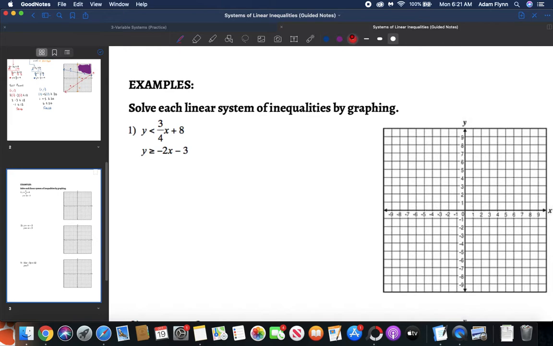Okay, so I've got a red line and a blue line. The inequality sign for my red line is less than, so this is going to be dotted. And for my blue line, it is greater than or equal to, so this is going to be solid.